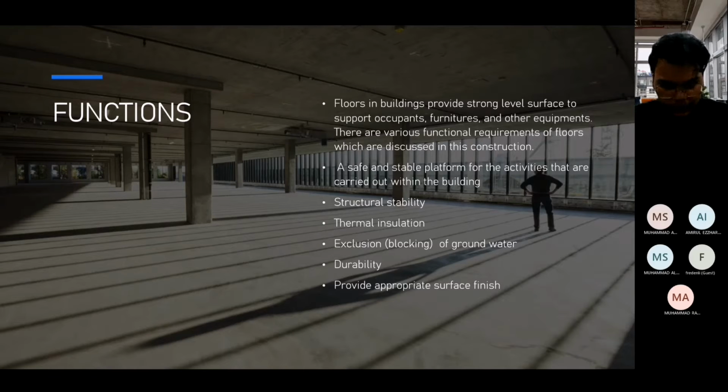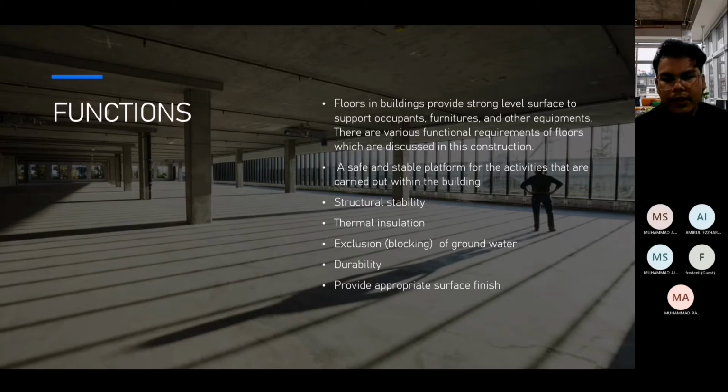Okay. First of all, function of floor. Floor in building provide strong level surface to support occupants, furniture and other equipment. There are various functional requirements of floor which are discussed in this construction.